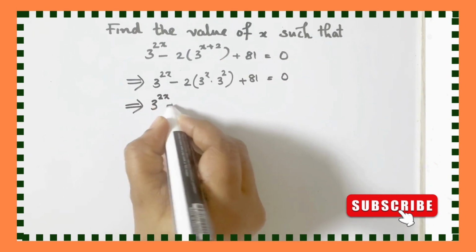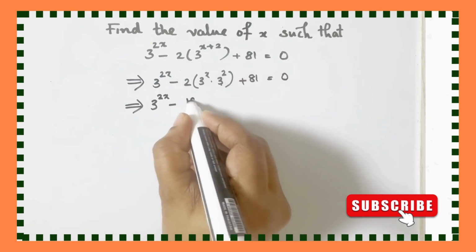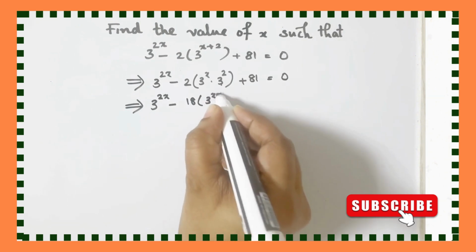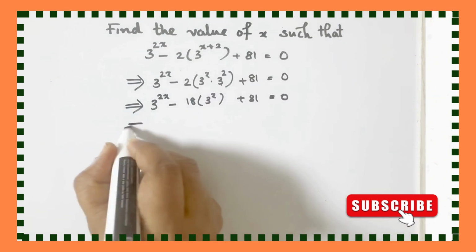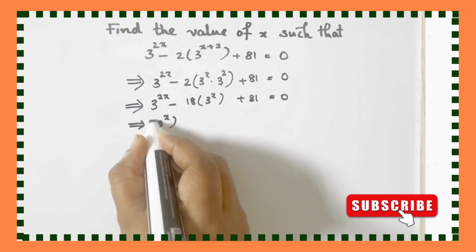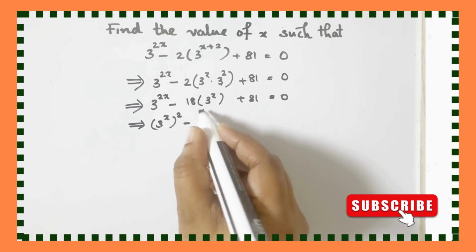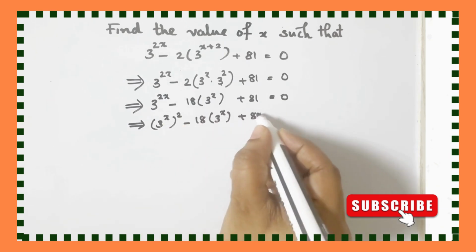Now 3 square means it is 9. 9 2s are 18. So 18 into 3 raised to x plus 81 equal to 0. Now 3 raised to 2x can be written as 3 raised to x whole square minus 18 into 3 to the power of x plus 81 equal to 0.